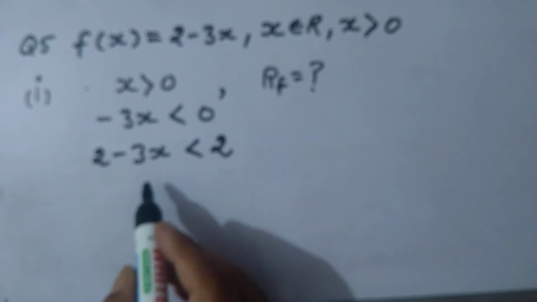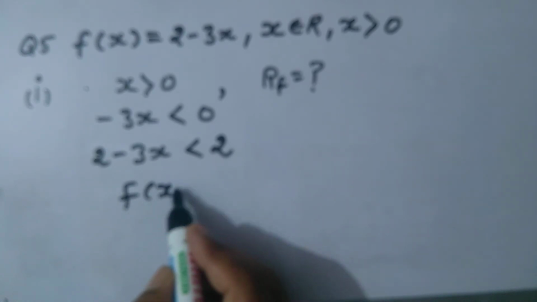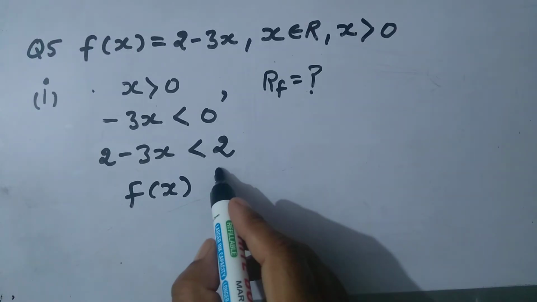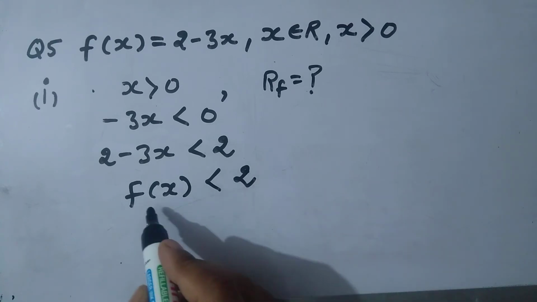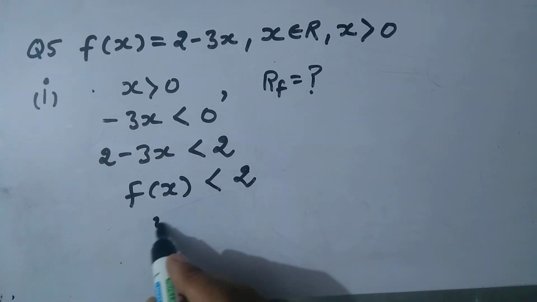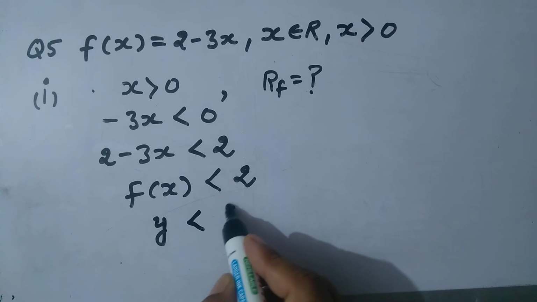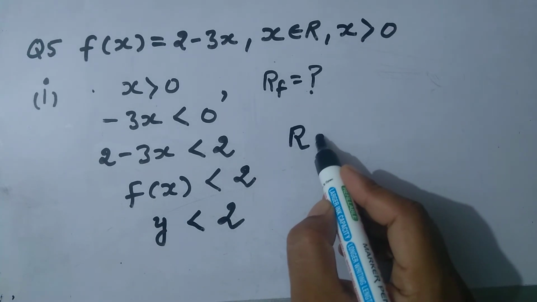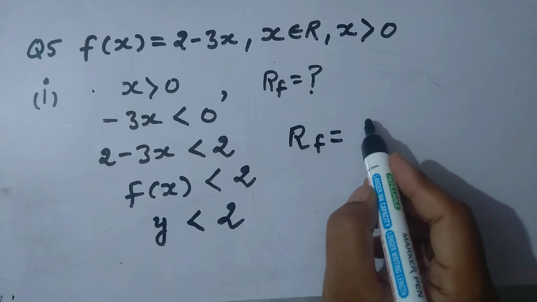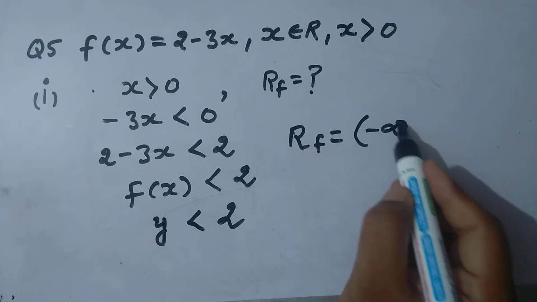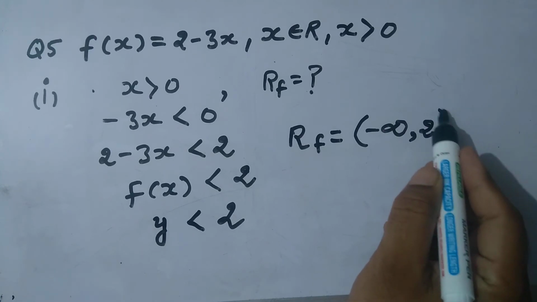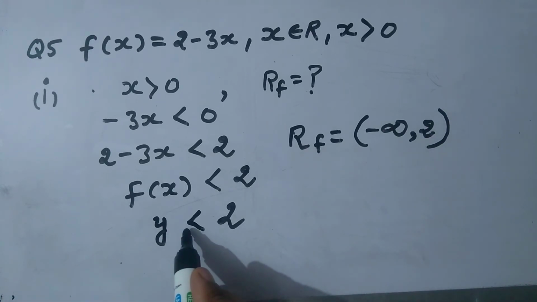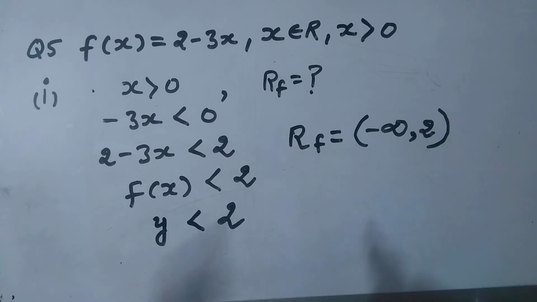So what is this now? This is f of x. We write f of x is less than 2. So value of f of x, we say y is less than 2. So this way we can say, range of the function is equal to minus infinity to 2, open bracket, because equal to sign is not there. If equal to sign is there, then we take closed bracket.